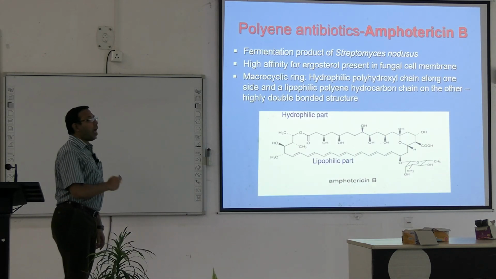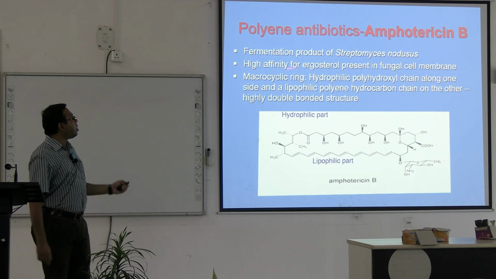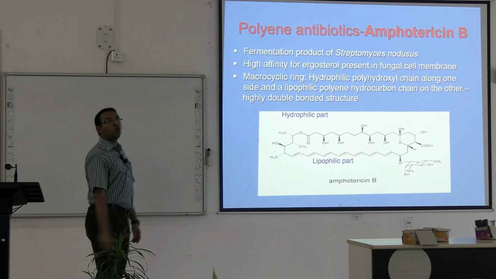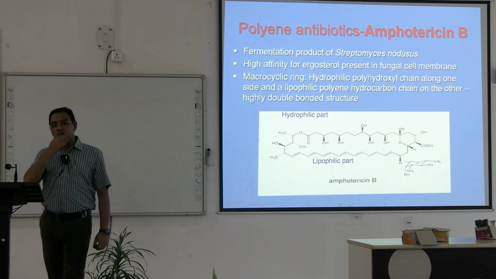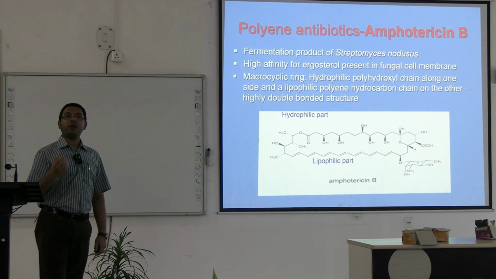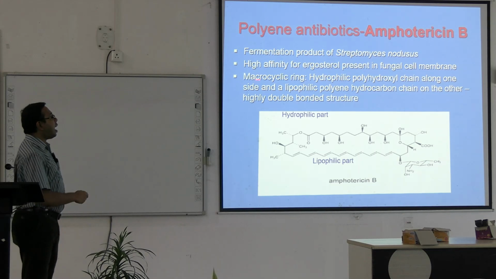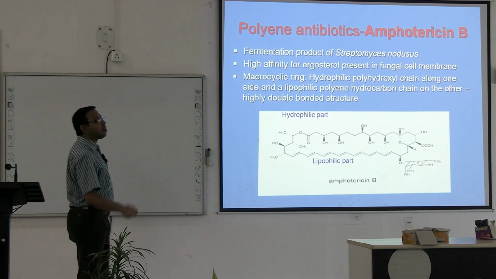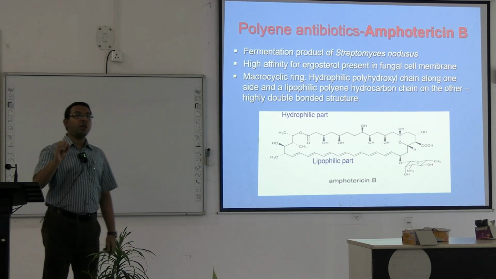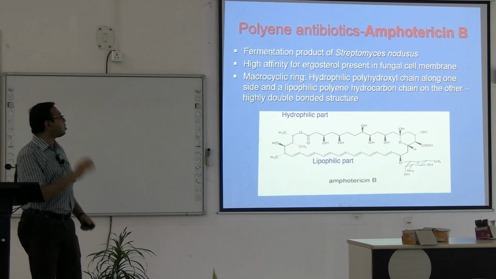So first, coming to Amphotericin B. Amphotericin B is basically a fermentation product of Streptomyces nodosus. So Streptomyces nodosus is available in the environment, and from it this Amphotericin B can be synthesized. They have high affinity for ergosterol present in the fungal cell membrane. So the fungal cell membrane contains ergosterol and they have high affinity towards this.